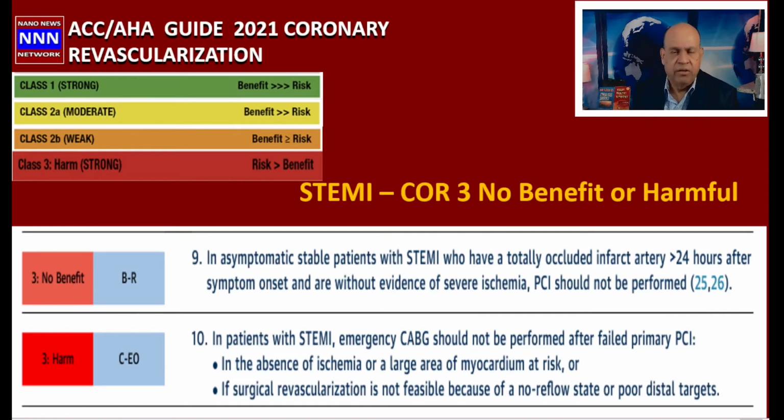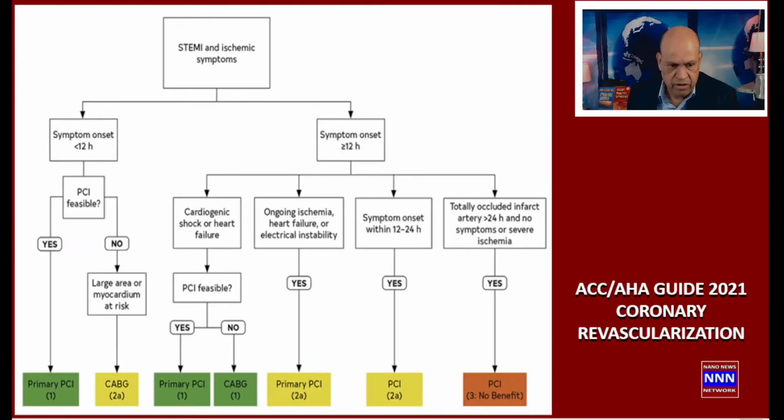Again, as I said, if you're trying to do a PCI to a diagonal or a posterior descending branch or one marginal, I don't think that patient should be going for coronary artery bypass surgery unless they have severe triple vessel disease, which is a different setup altogether. So to summarize the whole STEMI, this chart puts the whole thing together.